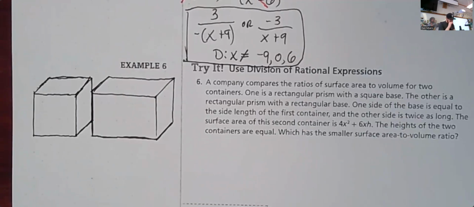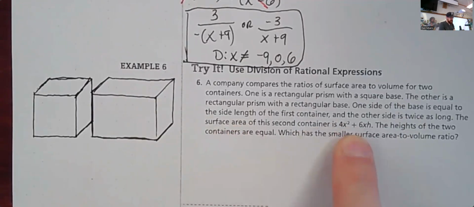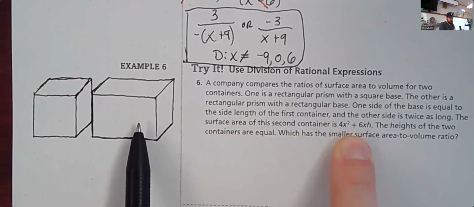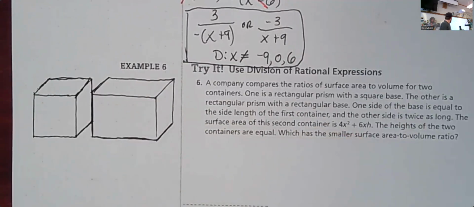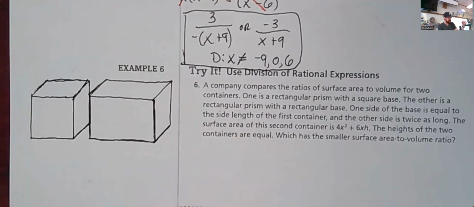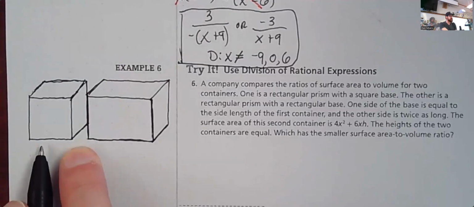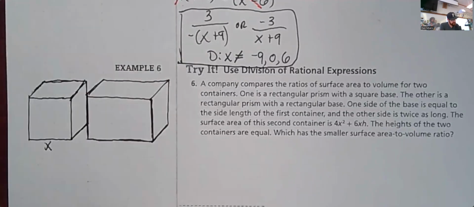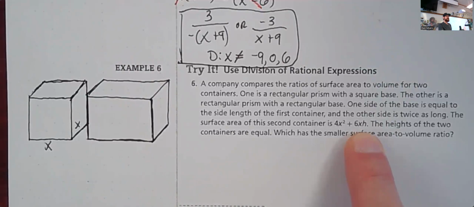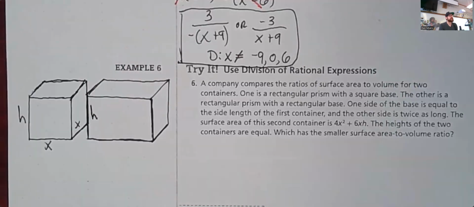Now, it tells us that the surface area of the second container, the rectangular one, is 4x squared plus 6xh. That's the surface area. So that's just like adding up all the sides together. Now, it tells us that one of the sides of the bases is the same from one to the other. So, and because the base of this one is square, if we call this one x, this one right here will also be x because it's a square along the bottom, right? Everybody okay with that? What can we call the height? We can actually see it over here. What is it? H, yeah. So the height is h, and it says that the two boxes are the same height. So this height is also h.